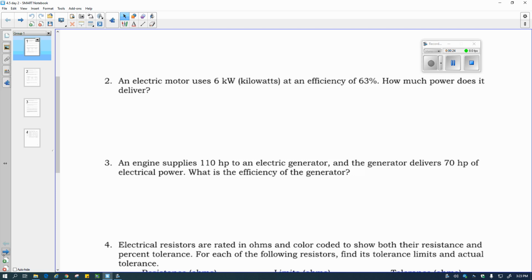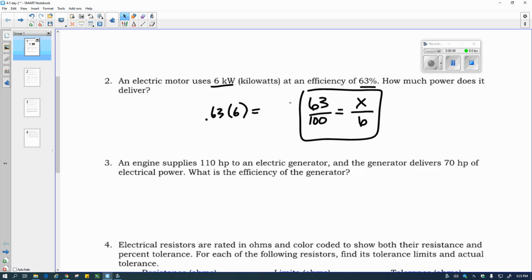it deliver? Well, we're basically looking for 63% of 6. So 0.63 times 6 is one way of doing this. Or I can do 63 over 100 is equal to what of 6. Either way, these are going to get the same answer. It really doesn't matter which method you use. But I think this would be more consistent with what you've been doing. So, but sometimes I do this method because it's a quick way to do it.